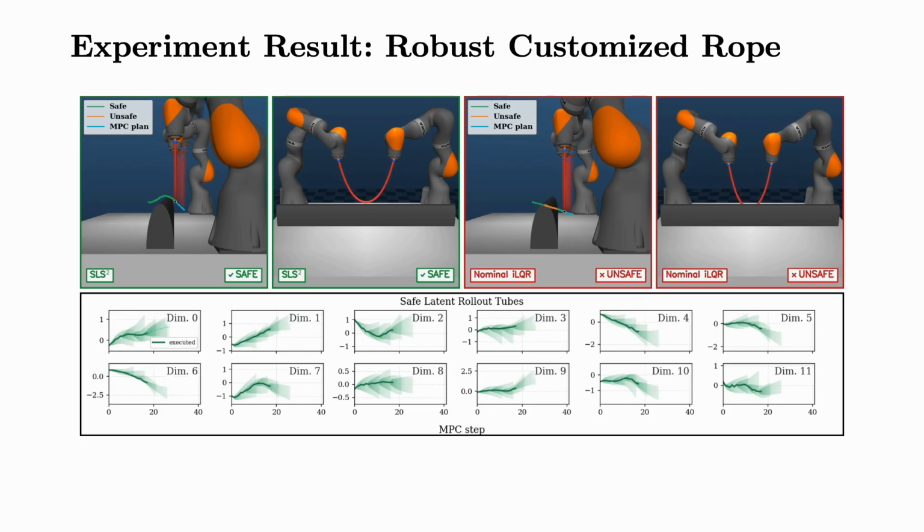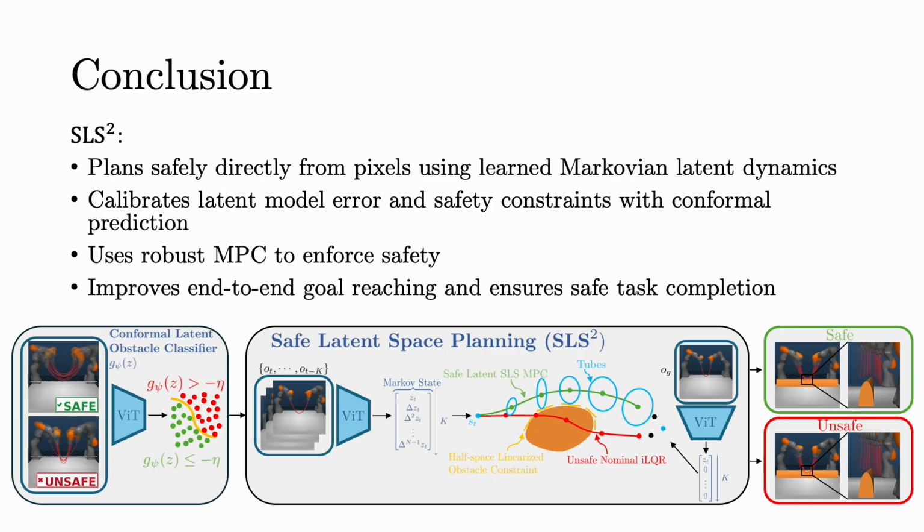Overall, the results show two things. Our latent world model improves long-horizon goal reaching from pixels, and SLS squared adds robust safety without destroying the planner's ability to complete the task. To conclude, we summarize our method with the following bullet points and our block diagram.